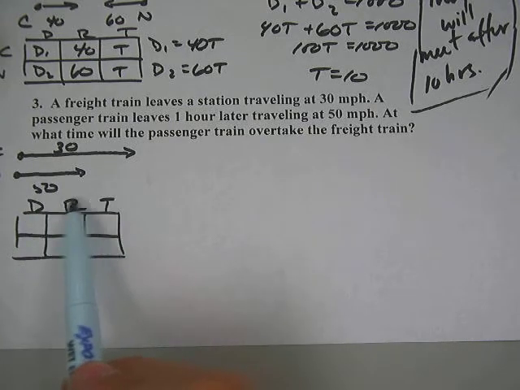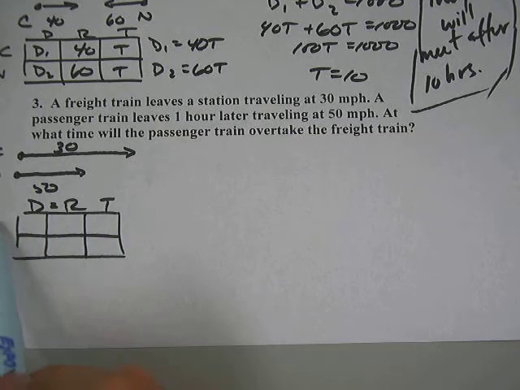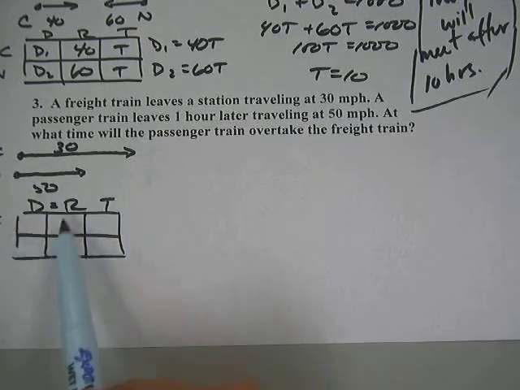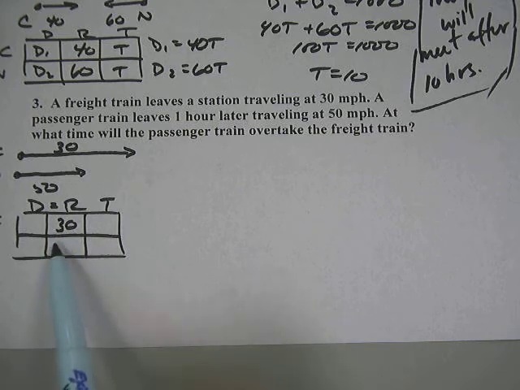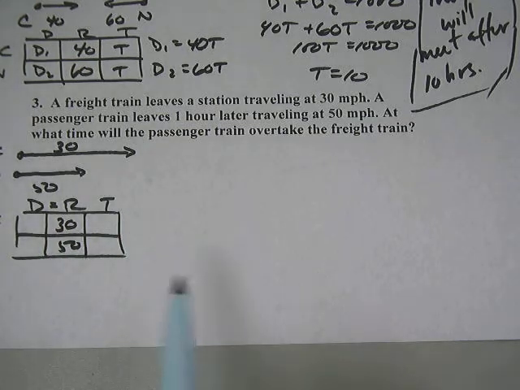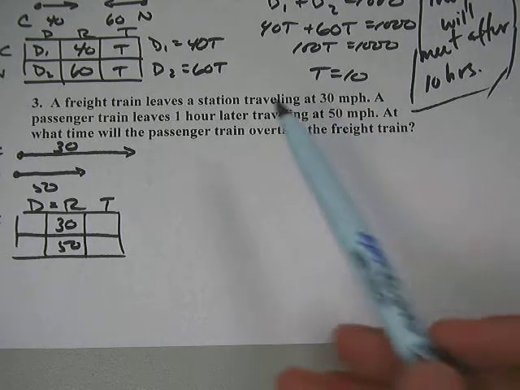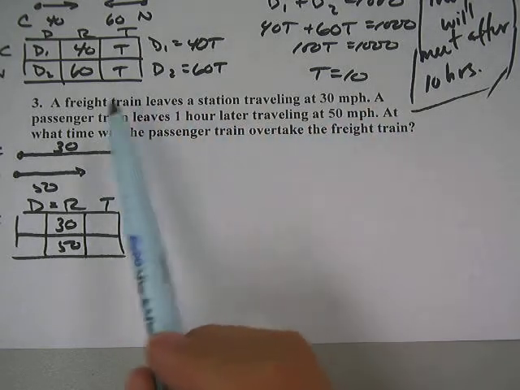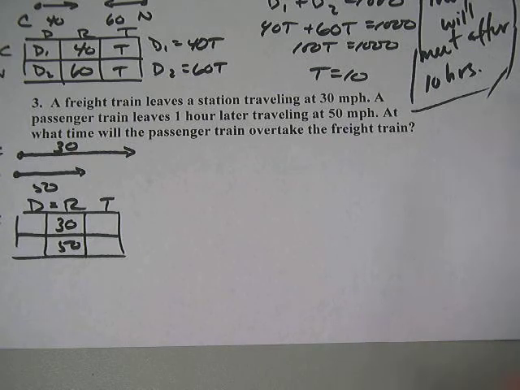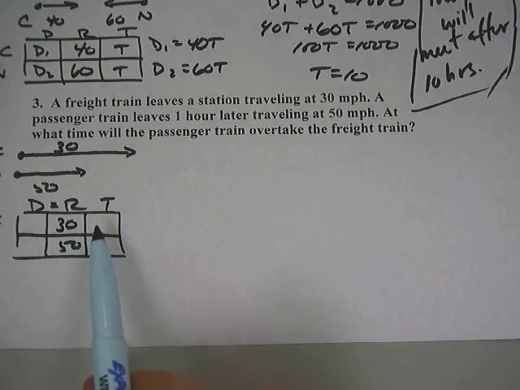Well, again, I'm going to create my chart. And as I said before, chart's not necessary, but I like it as a visual organizer. So this is my freight, passenger. We know freight's going 30, passenger at 50. Now time this time is different. It says the freight train leaves, and then an hour later the passenger train leaves.